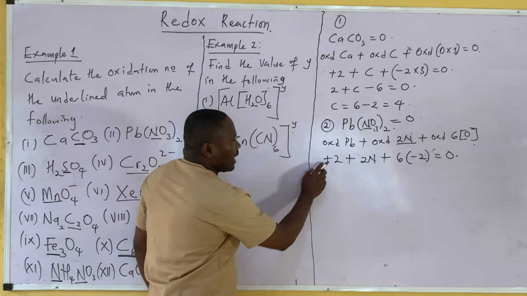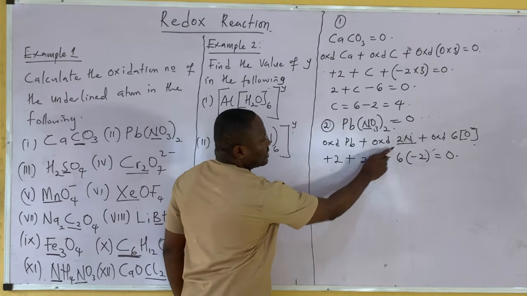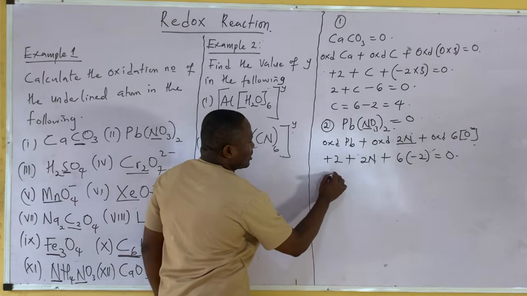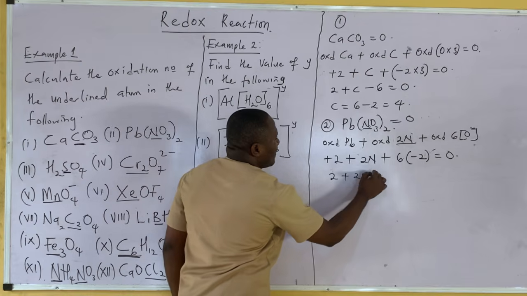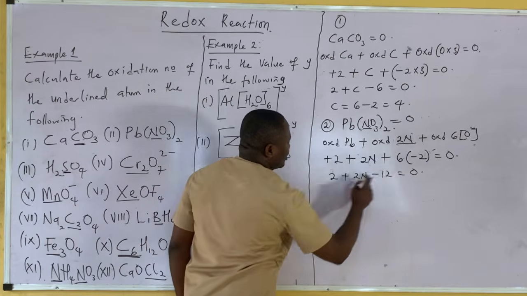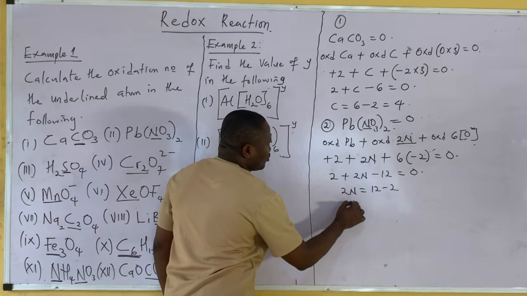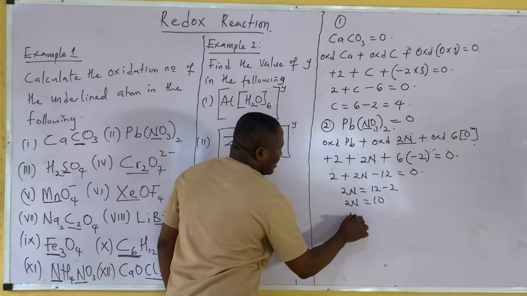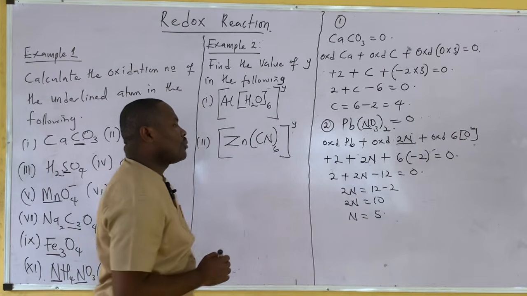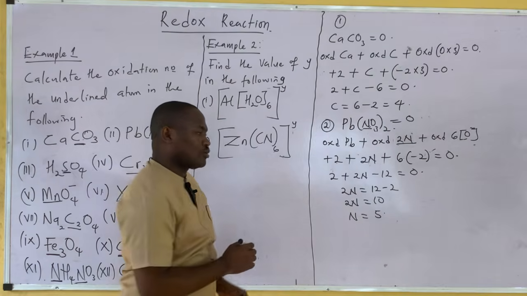So now I said this is plus 2. This is what we are looking for. So I retain 2N, while this is minus 2 times 6. So it becomes what now? 2 plus 2N minus 12 equals 0. So what do we have now? This goes this way, this goes this way. I have 2N is equal to 12 minus 2. 2N is equal to 10. N is equal to 5. So the oxidation number of nitrogen in this compound is equal to 5.